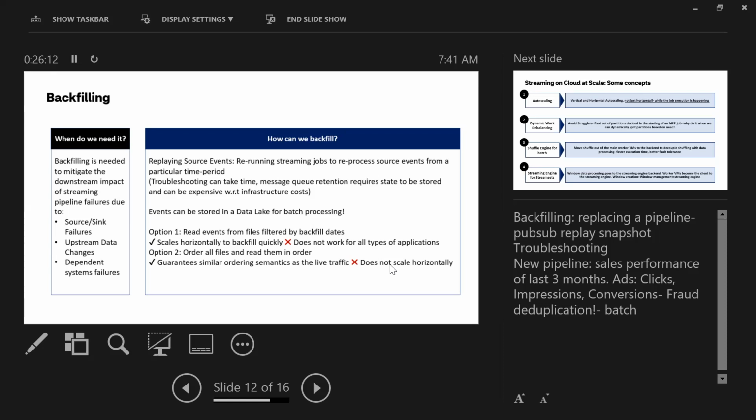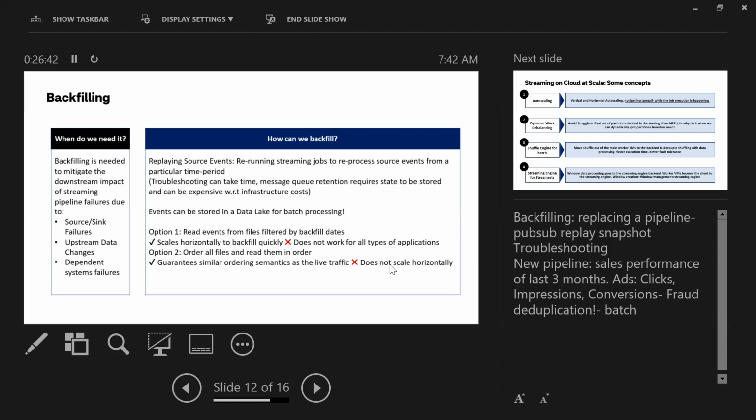But this again becomes expensive from an infrastructure cost standpoint because now you're paying extra money to save the state of your streams in your messaging queues. The other approach is a little more interesting to me when I was reading about it, which is you basically use data lakes for batch processing and backfilling.